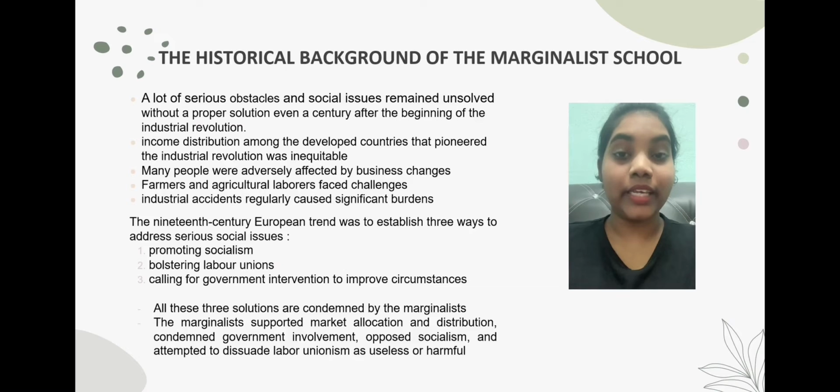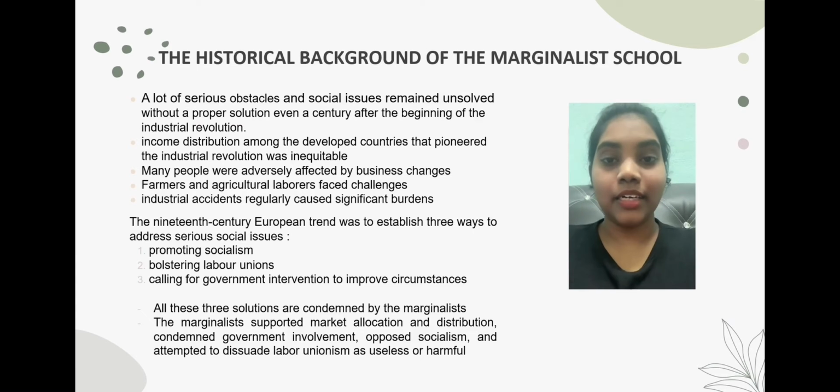They taught with an apparently Olympian impartiality, concluding that while classical economic value and distribution theories were incorrect, their policy views were valid. The marginalists supported market allocation and distribution, condemned government involvement, opposed socialism, and attempted to dissuade labor unions as they are useless.